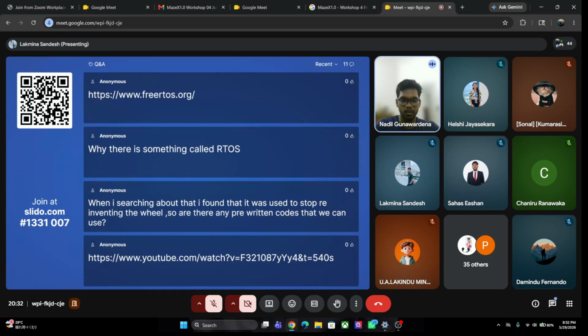Why there is something called RTOS. I have pasted the link for FreeRTOS. Just go through that one. Why there is something called RTOS.